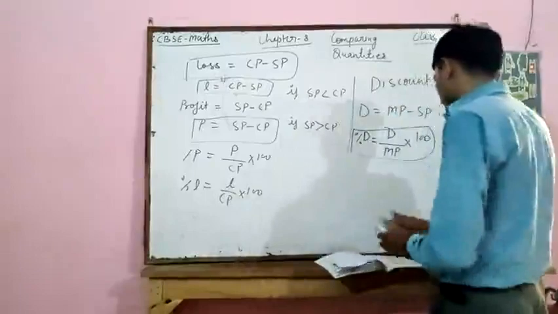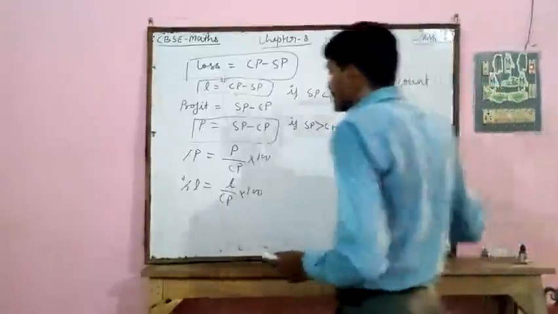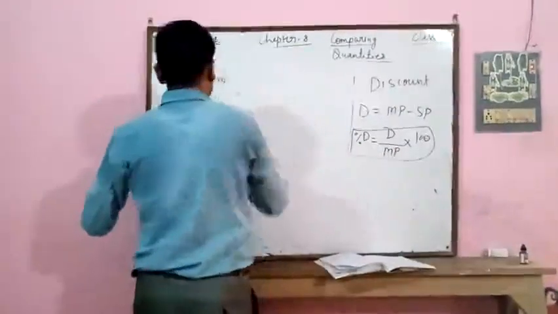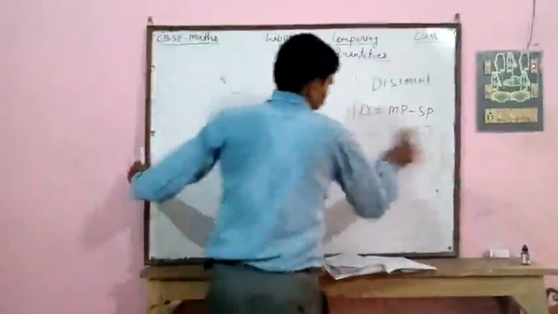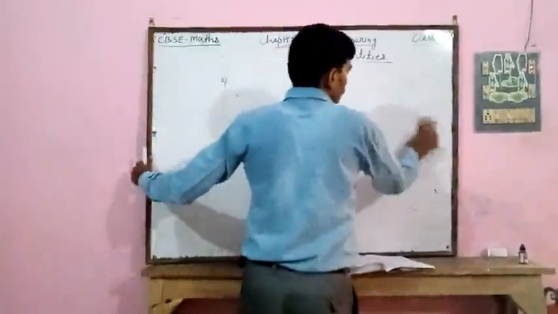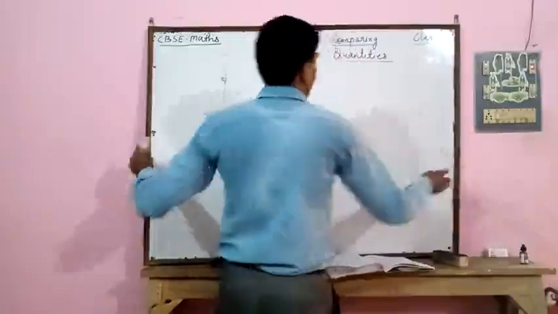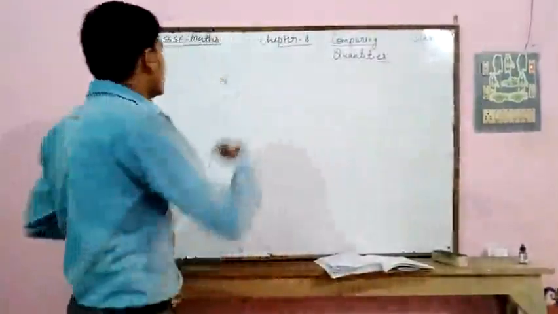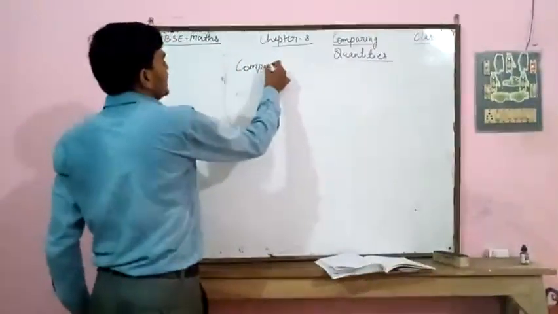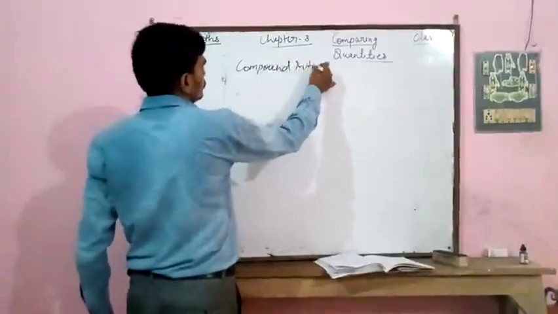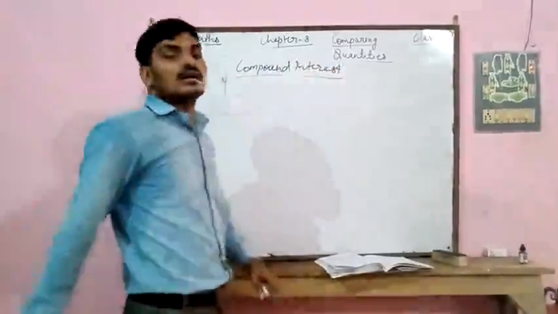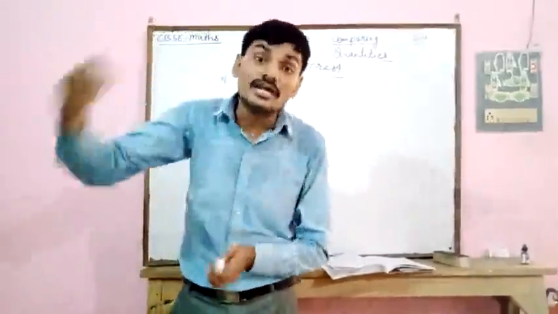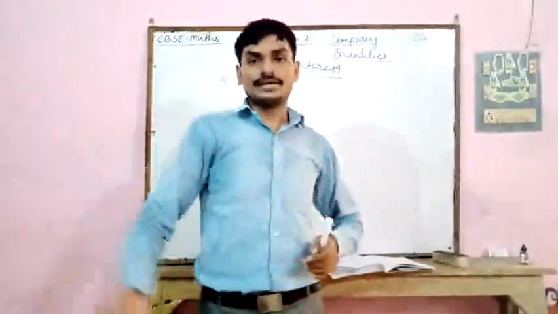Now come to the next topic. And the next topic is, what is compound interest? You have already studied simple interest in your class 7. Now here you have to study what compound interest is. Compound interest is the interest which is compounded. That is, it is interest on interest.